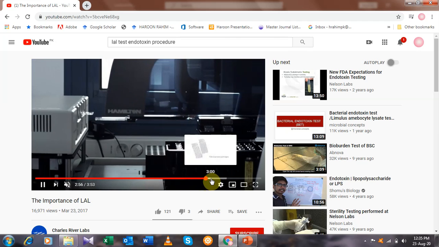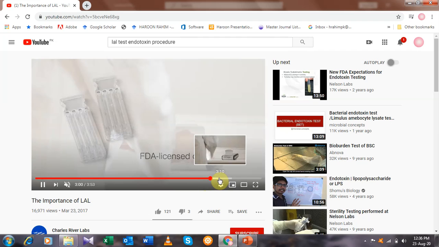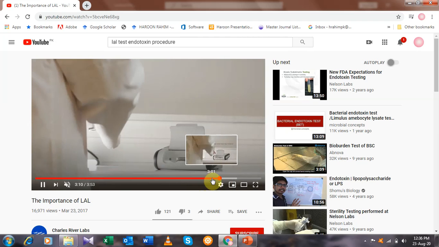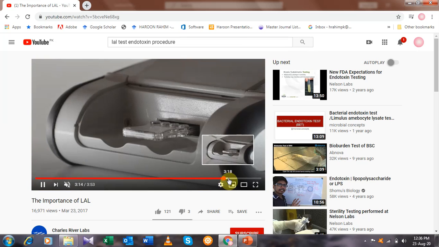That's all about the FDA licensed cartridges. That is also for the testing.